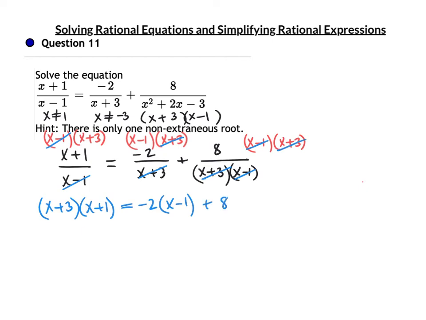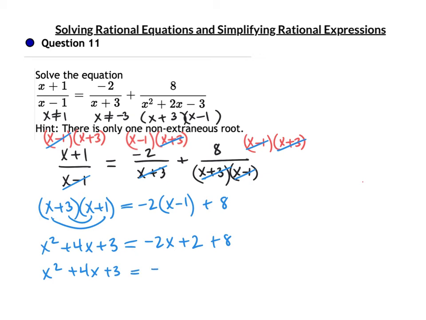We need to FOIL this. The inside will make 3x, and the outside will make 1x. So this will be x squared plus 4x plus 3, 1 times 3. Distribute that negative 2, negative 2x plus 2 plus 8. Let's simplify. This is x squared plus 4x plus 3 equals negative 2x plus 10.